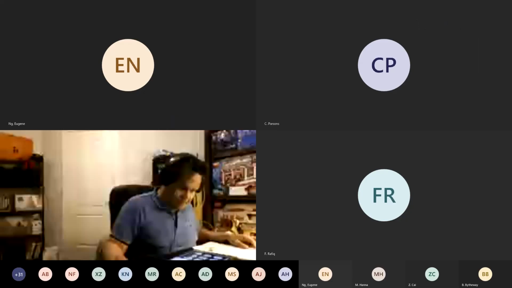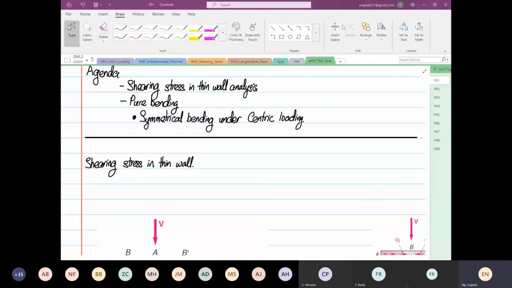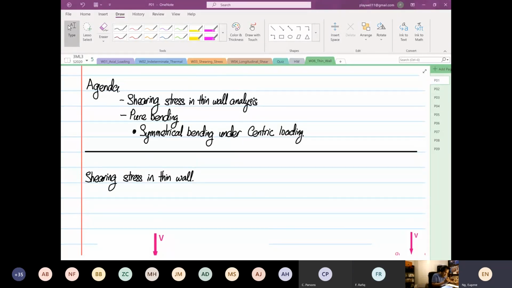Yes. Okay. So today we are going to look at shearing stress in thin wall. This is the last part on shearing stress that you will see. And then we are going into a new chapter, pure bending, which is easier than shearing stress. I hope you'll find it easier. So let's look at shearing stress in thin wall.